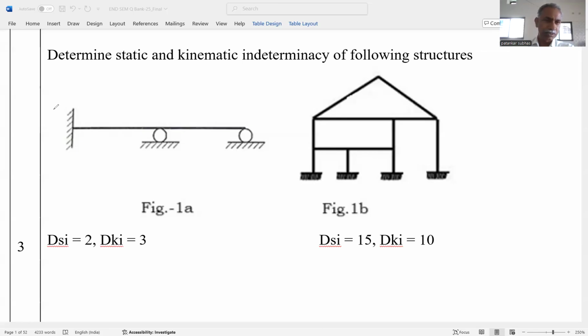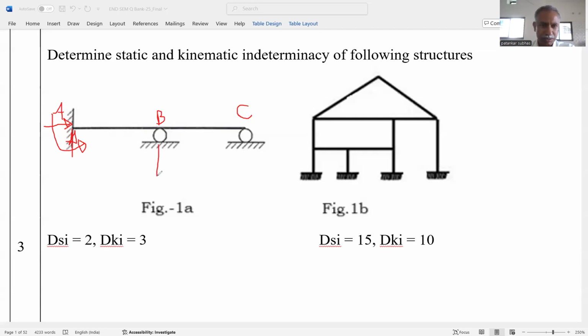The support A is fixed. Support B is a roller support, and support C, that is the end C, rests on a roller support. So we can say that at support A there is a horizontal reaction, a vertical reaction, and a moment. These are the three unknowns, or R is equal to 3. Reaction components are 3 for support A.